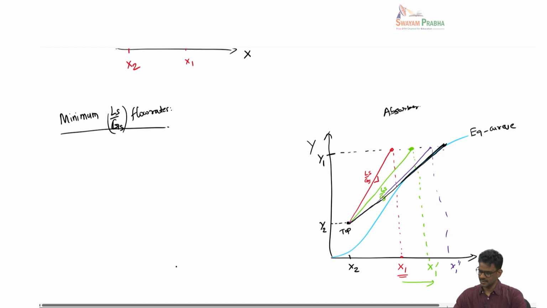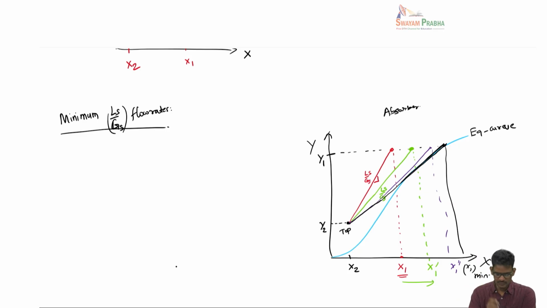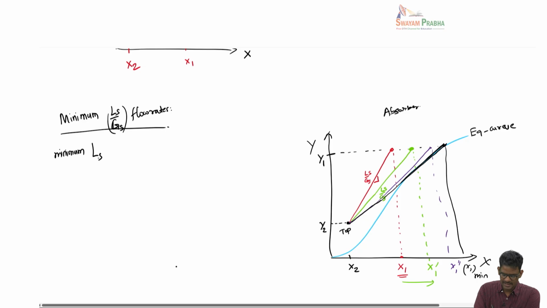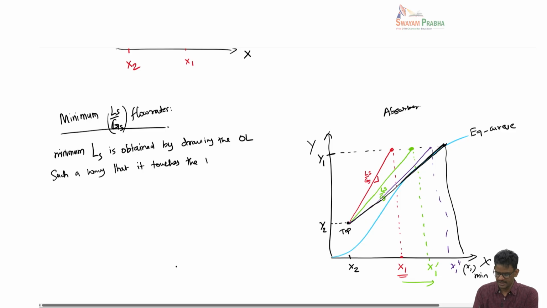And this would be the x1 corresponding to minimum gas, corresponding to minimum liquid flow rate. So minimum Ls is obtained by drawing the operating line in such a way that it touches the equilibrium line.